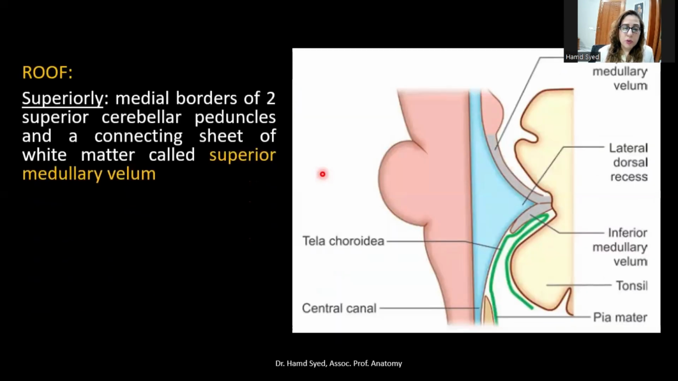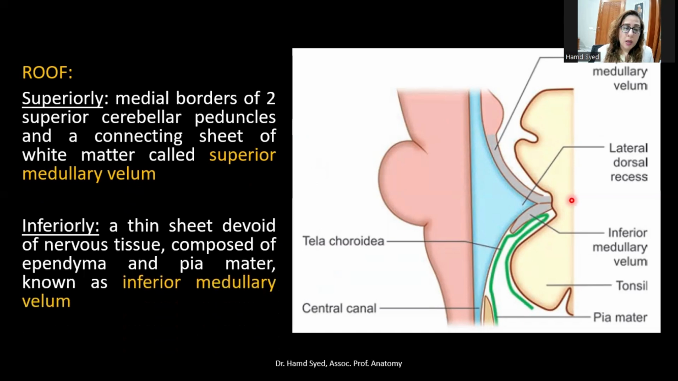So the roof superiorly is formed by the medial borders, remember, of the two superior cerebellar peduncles and a connecting sheet of white matter between them, which is known as the superior medullary velum. Here you can see the superior medullary velum is going to merge with the white matter of the cerebellum. Inferiorly, there is a thin sheet which is devoid of nervous tissue. It is composed simply of ependyma and pia mater, and it is known as the inferior medullary velum.